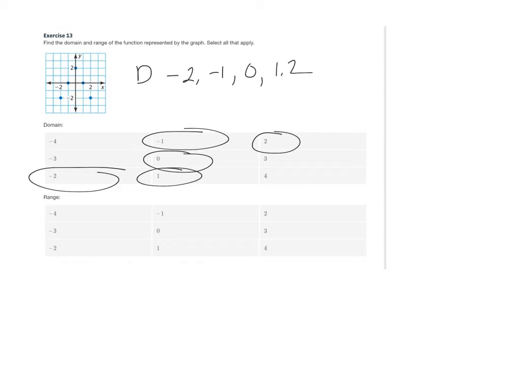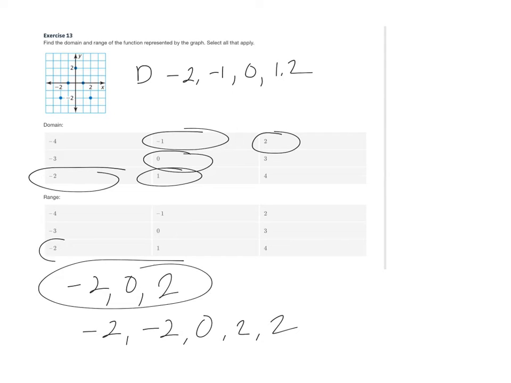Alright, to find the range, that's the y values, we would have -2, 0, and +2. Now sometimes you would write this as -2, -2, 0, 2, and 2, but the textbook is only looking for these ones. So -2, 0, +2. That's how you find the domain and range for a discrete graph. And that's what this is called. Anytime that there are dots, it's called discrete.